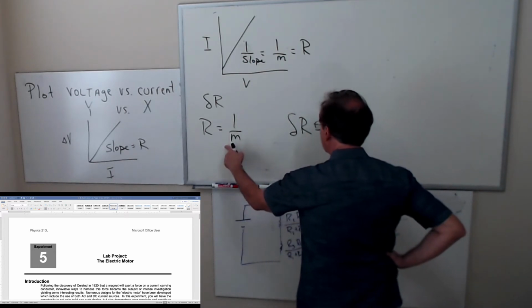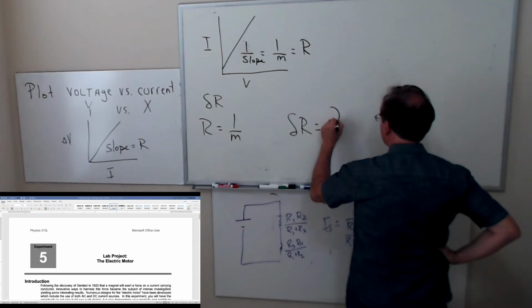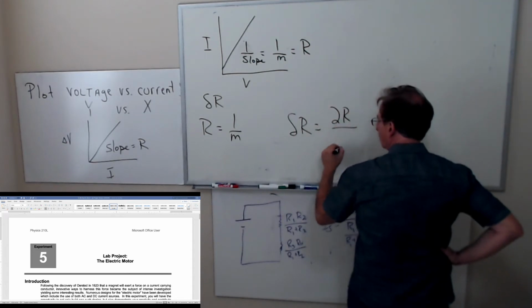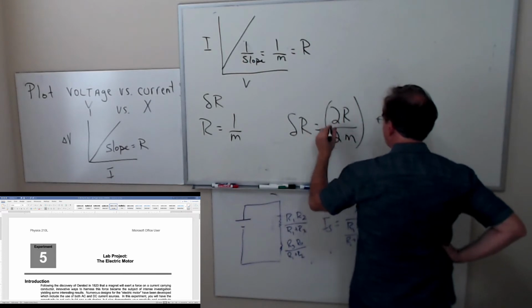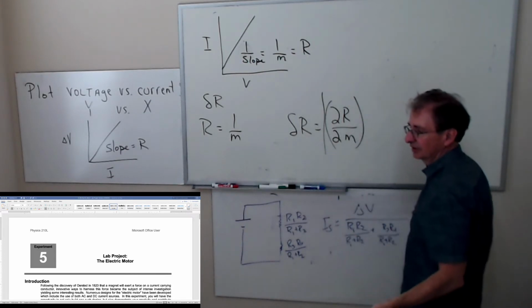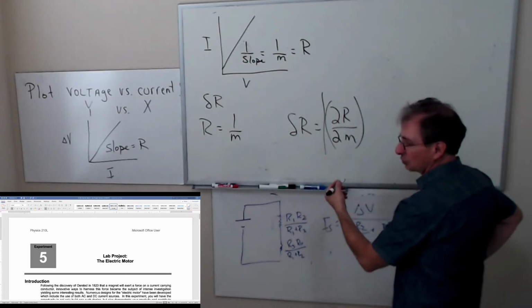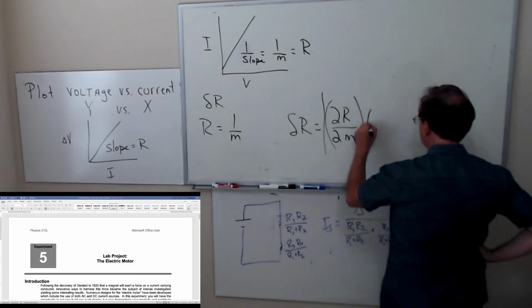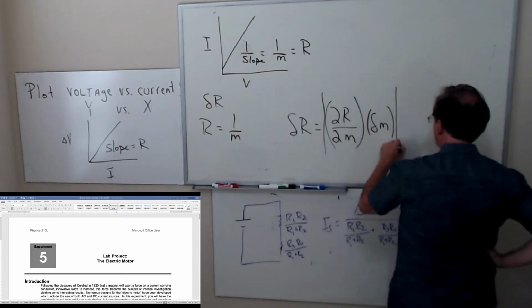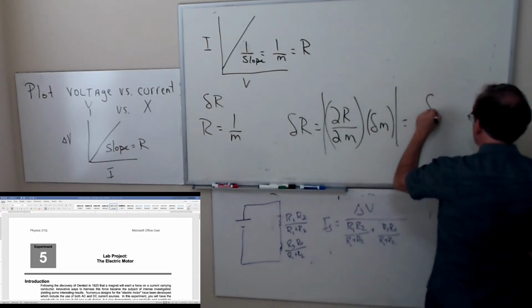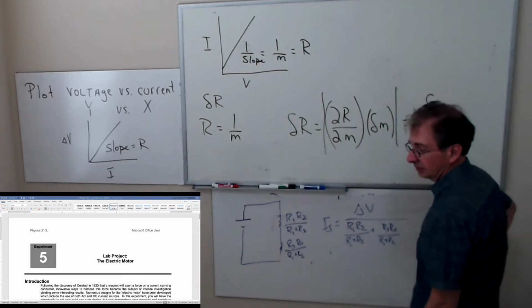To define delta R from this, you got to take the derivative of R with respect to the slope. And I'm going to take the absolute value of this because I got to square it and take the square root, okay? Which is the same thing as this. That's the uncertainty in R.